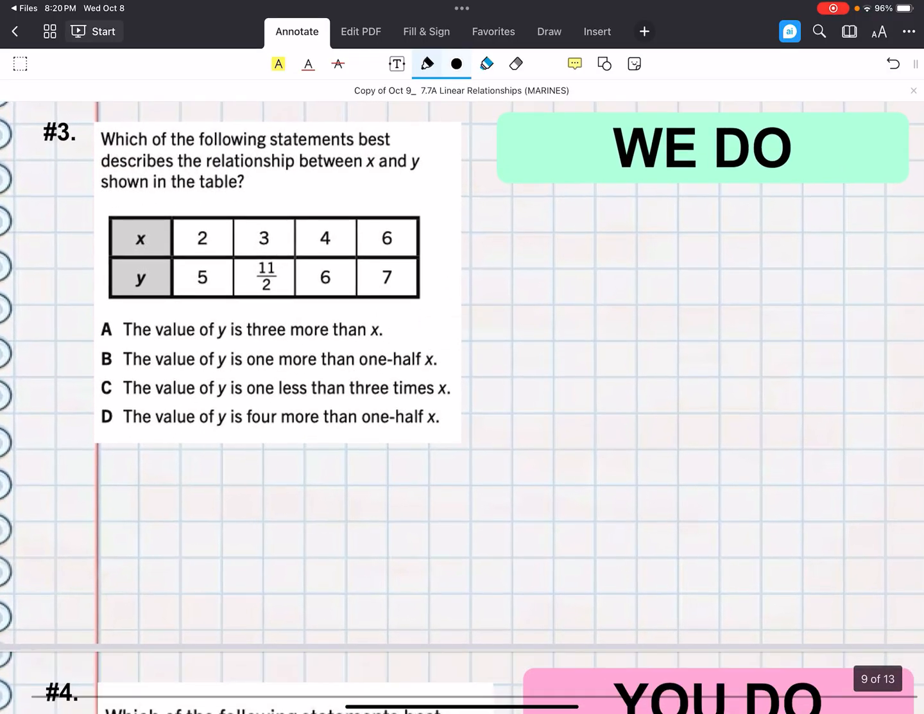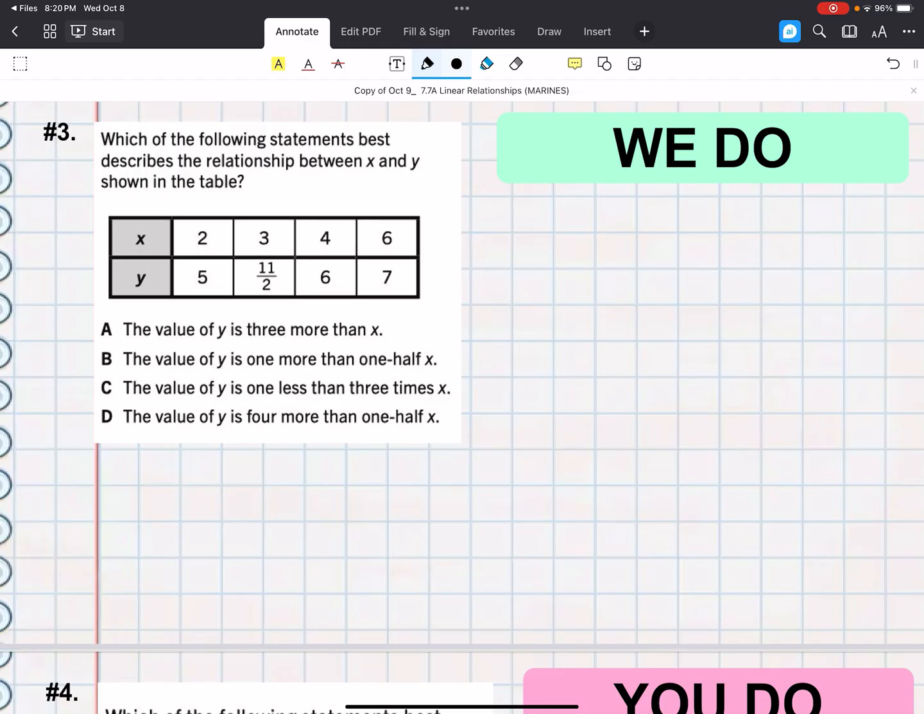Okay, 3. So same thing again. If you want to pause the video and try out the question on your own, or if you just want to do it guided with me, it is up to you. For this question, it's asking which of the following statements best describes the relationship between X and Y shown in the table.